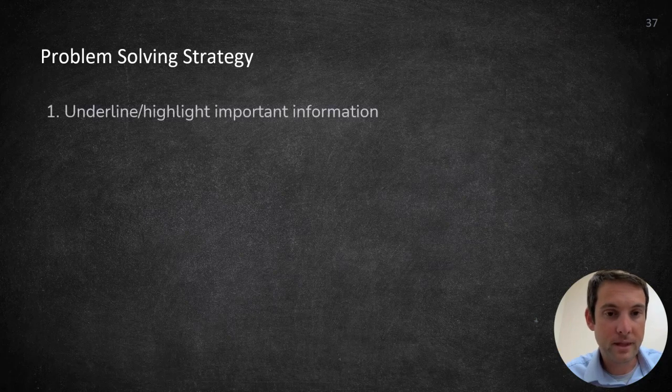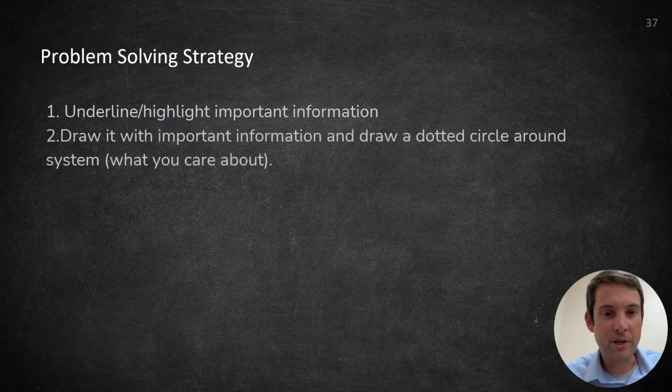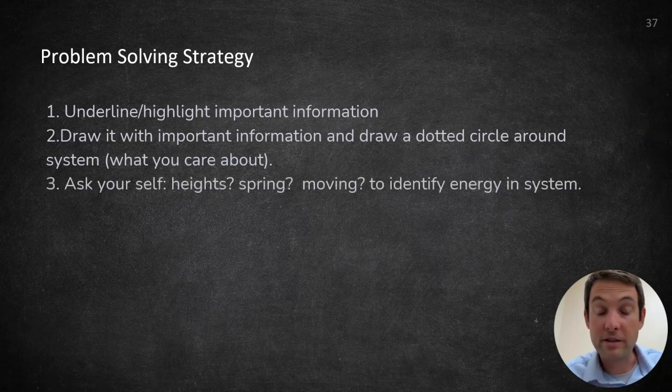So as we're going through problems, here's our problem-solving strategy for energy. Underline and highlight important information, draw it, and put a dotted circle around the system or what you care about. Ask yourself, is there a height? Gravitational potential energy. Is there a spring? Elastic potential energy. Is it moving? Kinetic energy. This identifies the energy in the system.